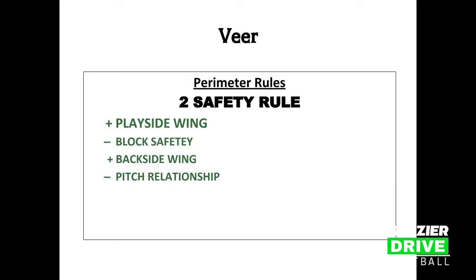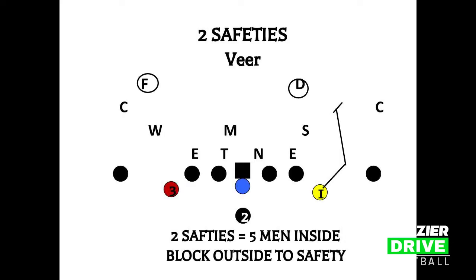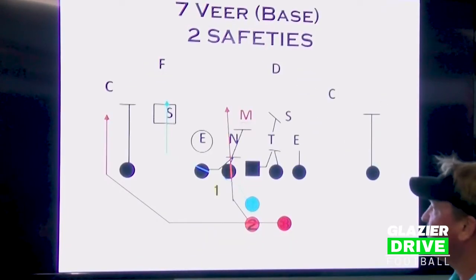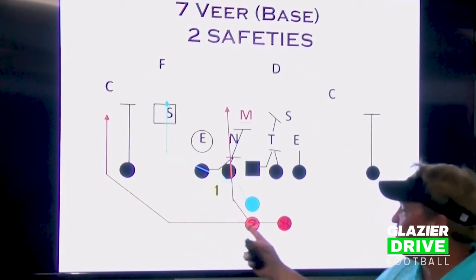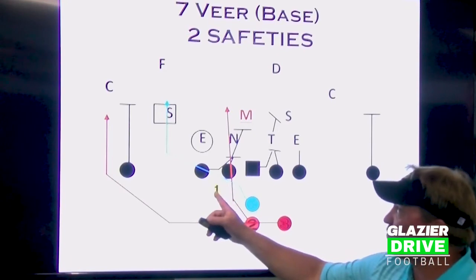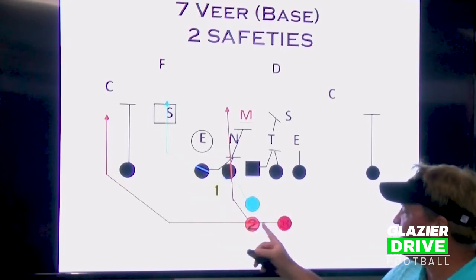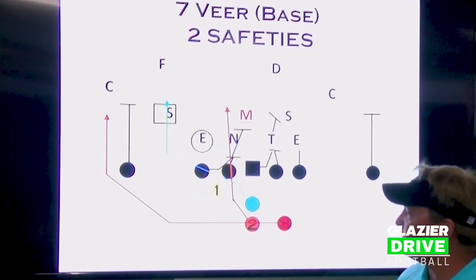If there's 2 safeties, we go to our 2 safety rule. One safety rule, 2 safety rule. With 2 safeties, you have safety and corner. 1, 2, and 3, same deal. Same formation, 2 safeties. I go to 2 safety. 2, you're the mesh. 3, you're the pitch.